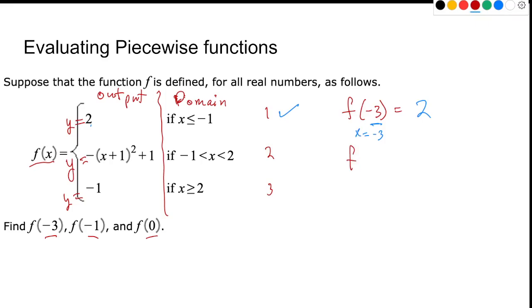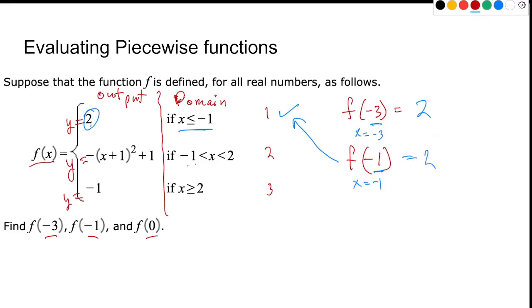If f is -1, then I do exactly the same thing. I find, well, if x equals -1, then which domain do I use? Well, I don't use the second one, right? Because this is -1. X is actually greater than -1, not equal to. If it's equal to, I have to use this part here. So for this one, I'm also using number 1. The output is equal to 2.